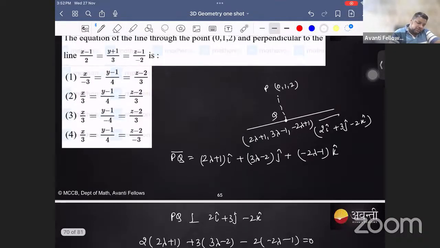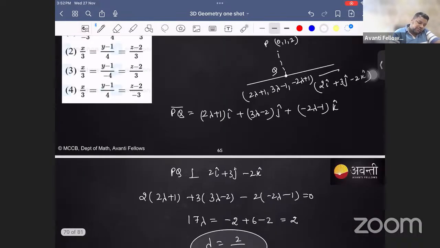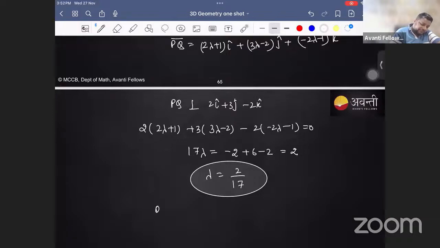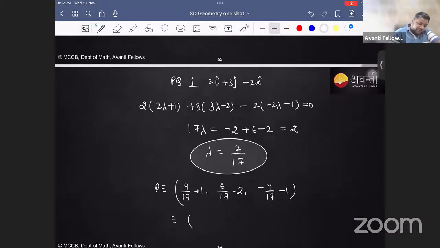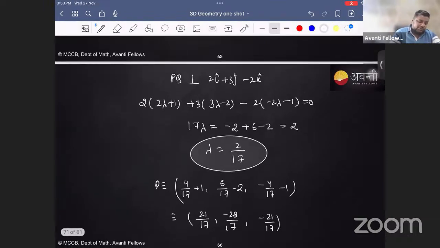Now, when this lambda is 2 by 17, you get this point Q. So Q will be what? 4 by 17 plus 1, 6 upon 17 minus 2, and minus 4 by 17 minus 1. So this Q is going to be 21 by 17, minus 28 by 17, and minus 21 upon 17. So this is point Q.